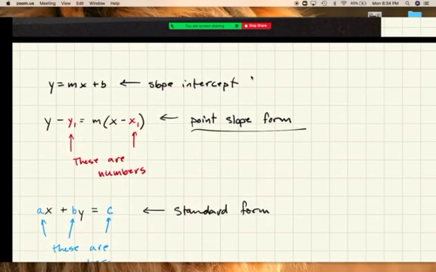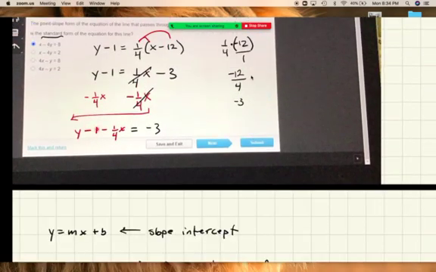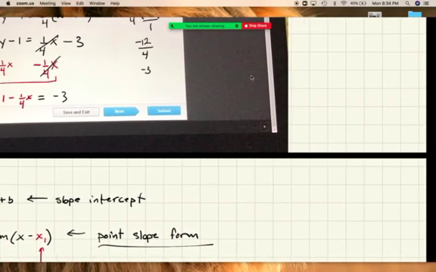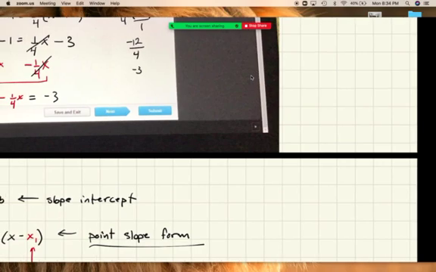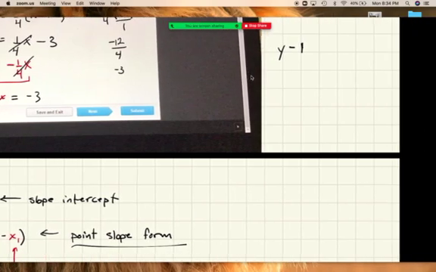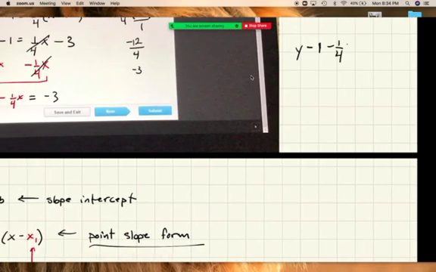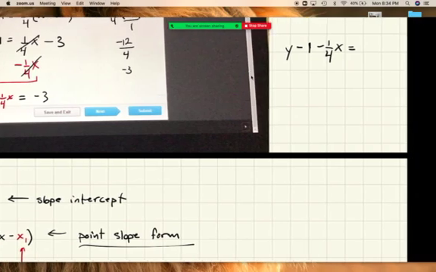For standard form, it's just number times x plus, and this could be a minus, so number times x plus, or if it turns out, maybe it's minus, a number times y equals just the number. Here, this 1 is making it so that it's not standard form just yet. So what I'm going to do with that, I'm going to rewrite this actually. y minus 1 minus 1/4 x equals negative 3.